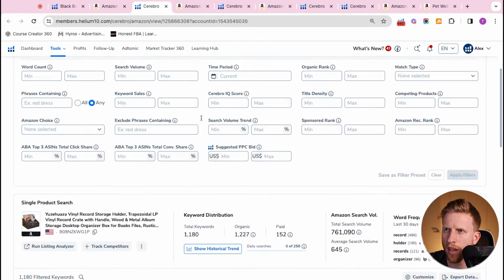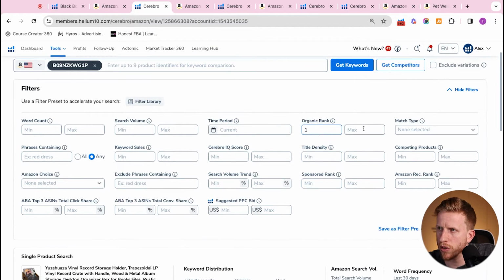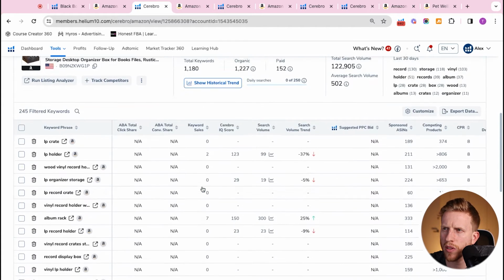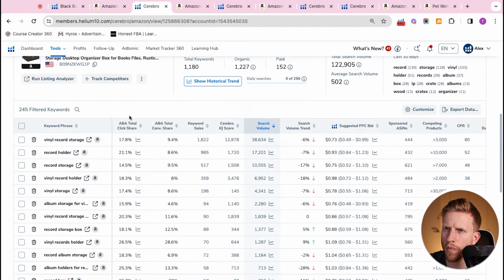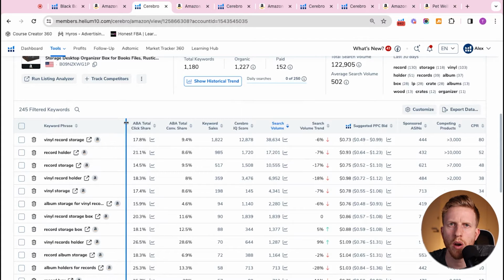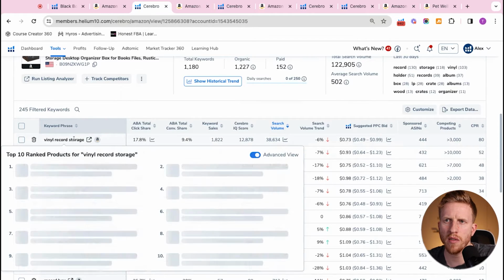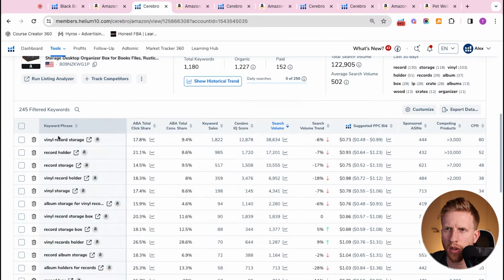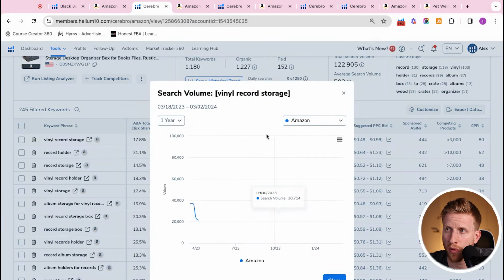So let's go back to this one. Let's have a look. I'm going to put in organic rank 1 to 35, click apply filters, and then sort by search volume. Right, let's have a look. So this is what I was after. Now we can see these keywords here, and this is kind of telling us what this niche is. So this is vinyl record storage. Nearly 40,000 people search for that a month.